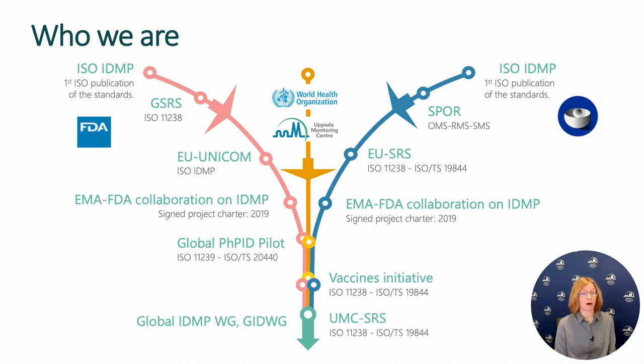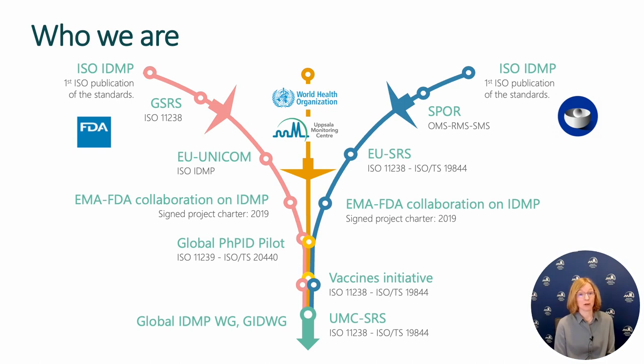So how far have we come with the implementation of global IDMP? Since the first version of the ISO IDMP standards in 2012, there has been a lot of activity within both US FDA and EMA towards implementation. FDA created the Global Substance Registration System, the GSRS, for substance information, and this system is now also used within the European Union to harmonize European substances for all the 27 member states. UMC are also using the same system for substance information needed for creation of the Global PHP ID.